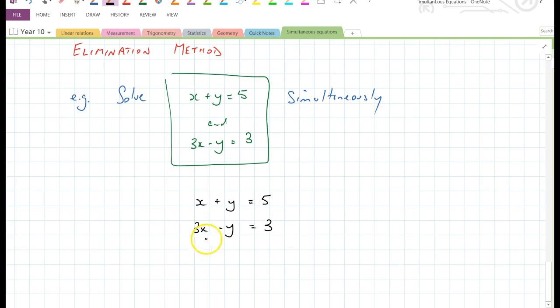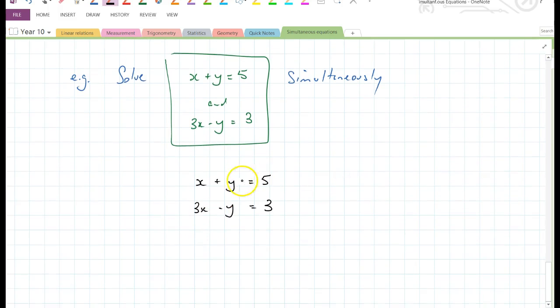Let me show you how this works. So in this question, I can see that my y and minus y have got the same numerical coefficient. The number out the front is the same. In this case, it's 1. It's plus 1 and it's minus 1 there. Now, if I add those together, 1 minus 1, I get 0. And this is perfectly legitimate. So what we can do with these two equations is we can add them in order to eliminate.